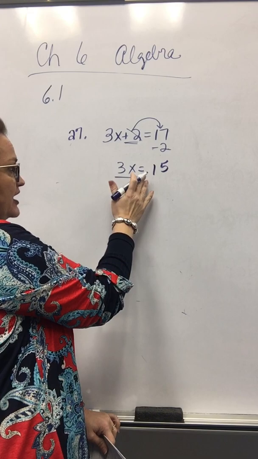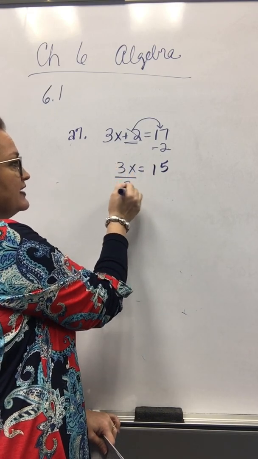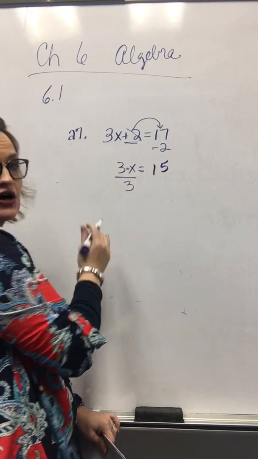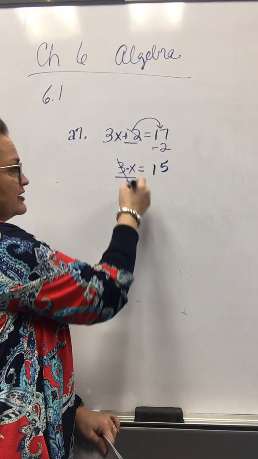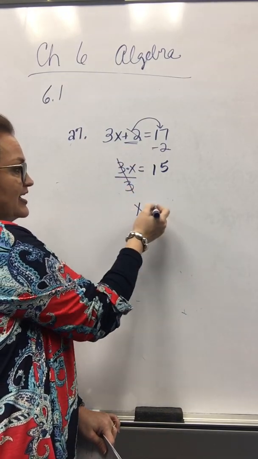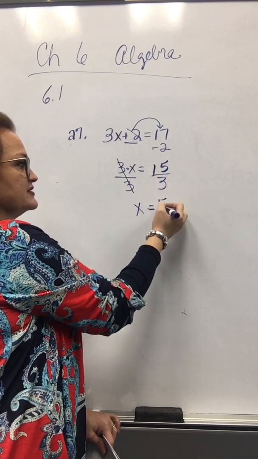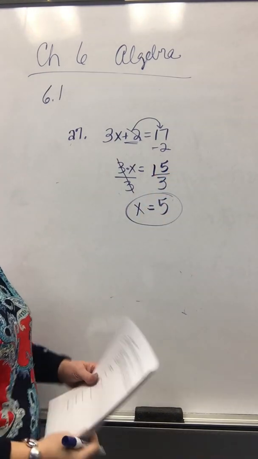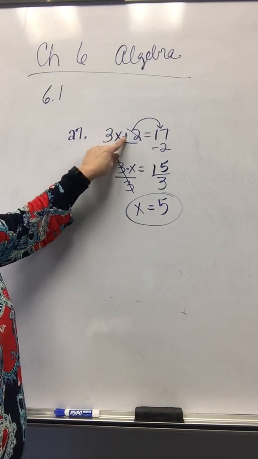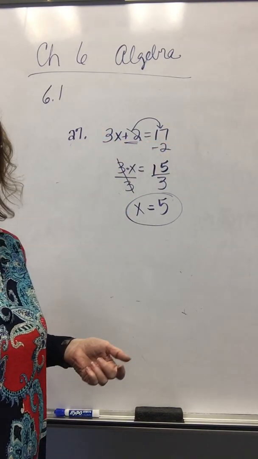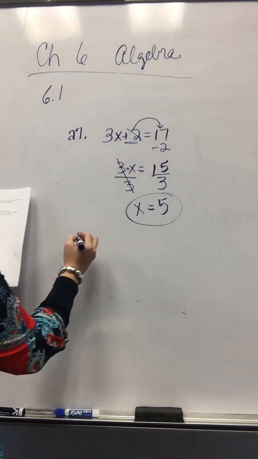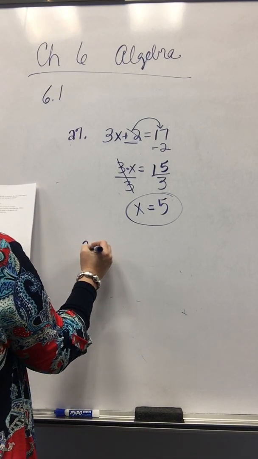We don't want to move the 3x. We just want to get rid of the 3, and that's multiplied. So the opposite would be to divide. 3 divided by 3 makes a 1x or just x. Then do the same thing to this side. 15 divided by 3 is 5. Always check your answer: is 3 times 5 plus 2 equal to 17? And so that would check out. All right, 28.